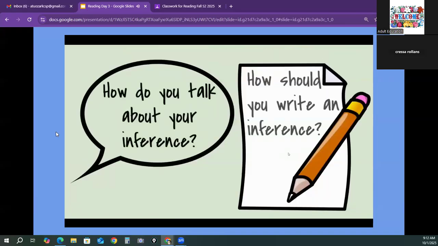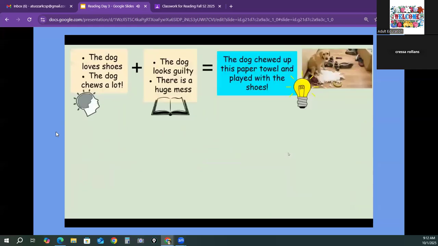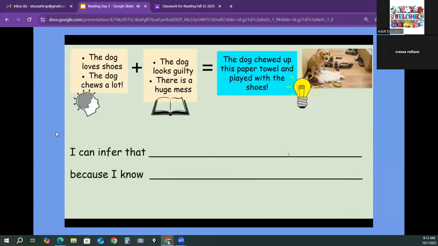So how do you talk about or write about an inference? We can use some sentence frames to help us. I can infer that blank because I know blank, and I see blank, and I read blank.